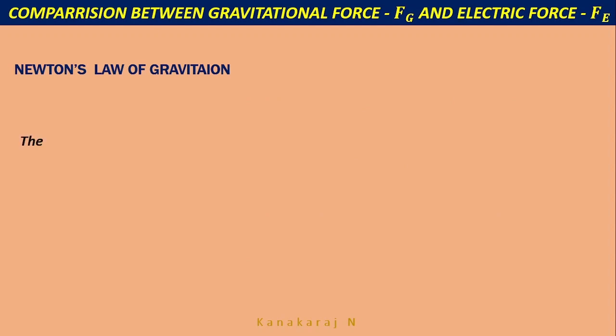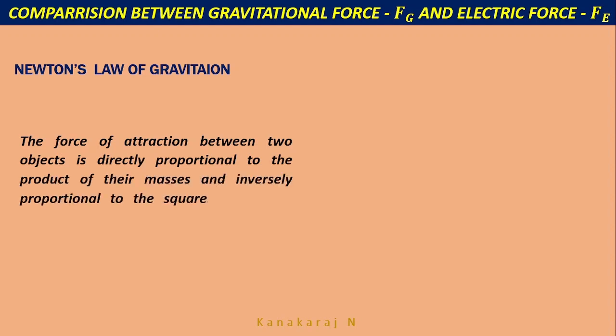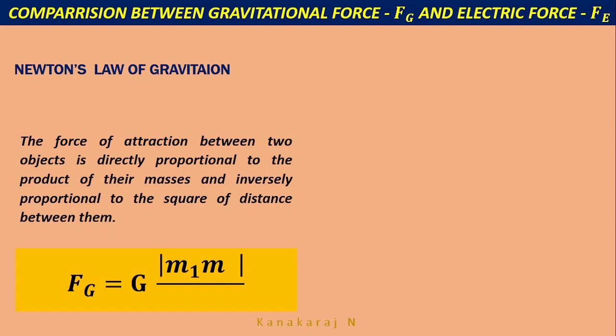Newton's law of gravitation. The force of attraction between two objects is directly proportional to the product of their masses and inversely proportional to the square of the distance between them. Mathematically, we can write the gravitational force equals G times m1 m2 divided by r square.